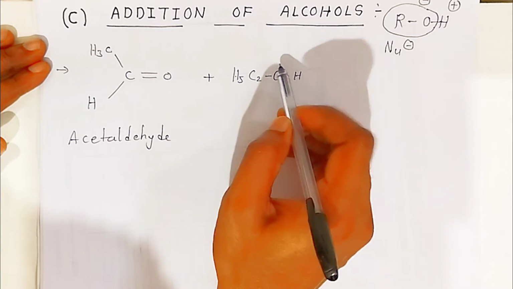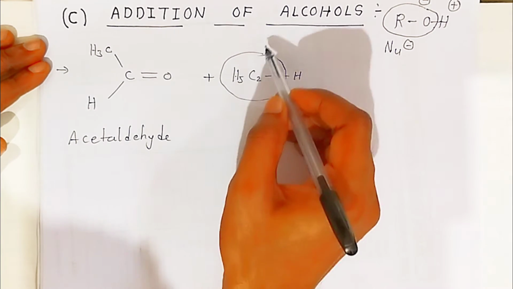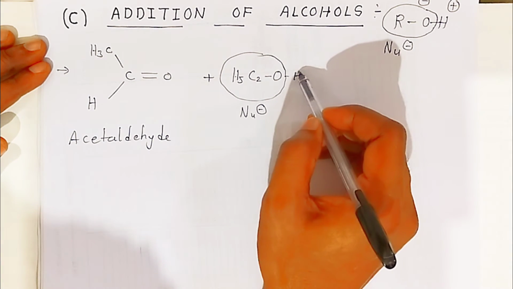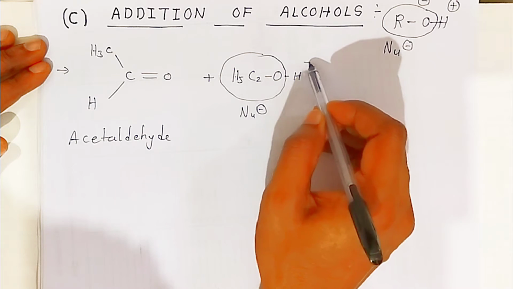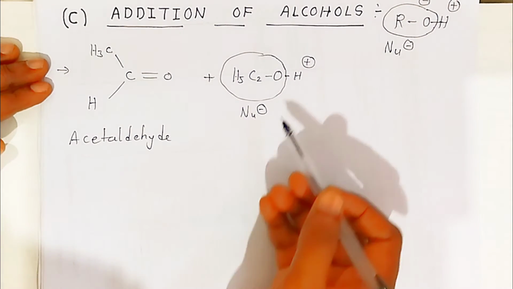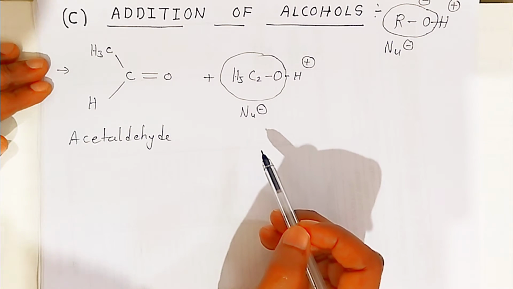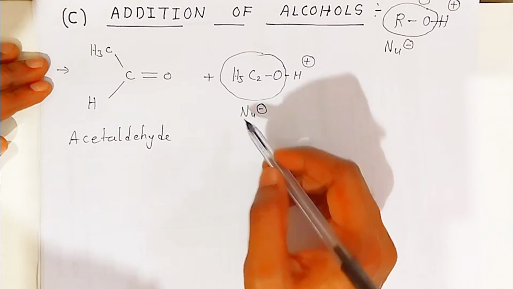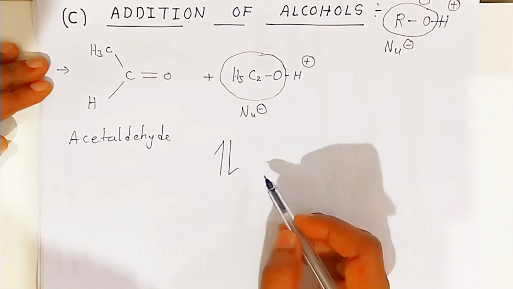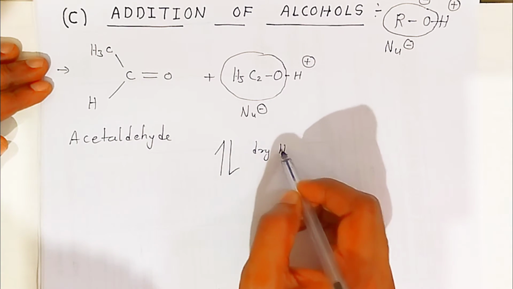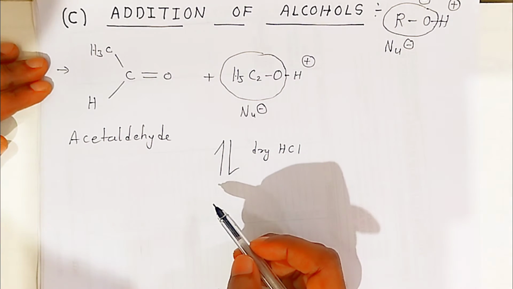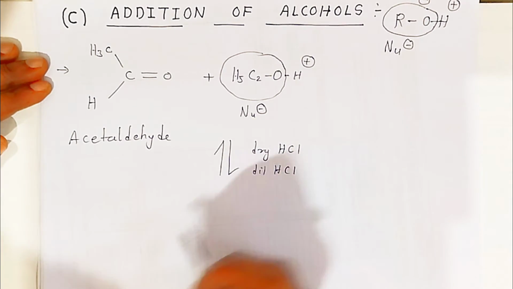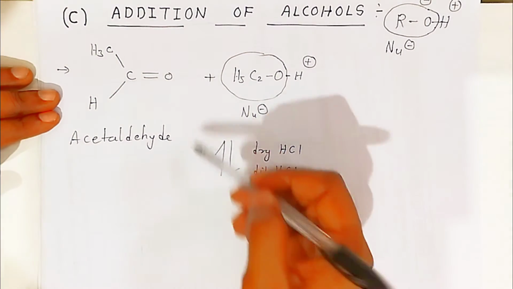C2H5OH. Here this is the ethoxy group. This ethoxy will be a nucleophile, negative charge, and this hydrogen will be positive charge. Now the whole molecule is going to be added. Since alcohol is there, a reversible reaction will take place. This addition reaction will take place in presence of dry HCl and dilute HCl. Now there is a reversible reaction.